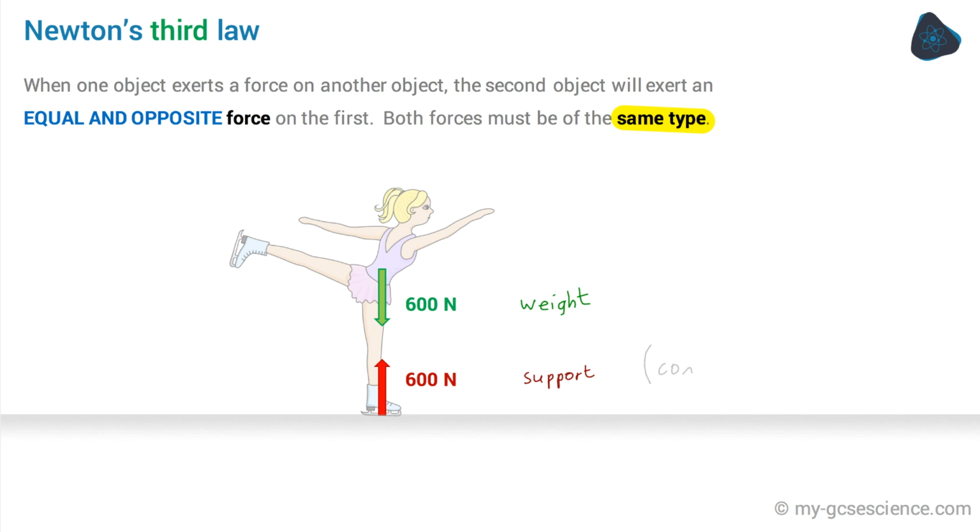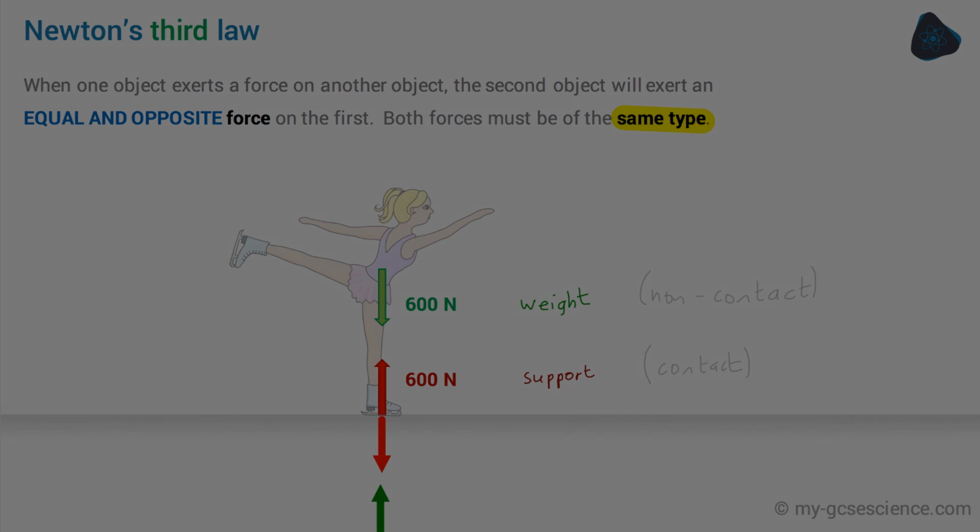The support force is a contact force, and her weight is a non-contact force, so they can't be paired in this way. Remember that what we call her weight is actually the gravitational force exerted on her by the Earth. Its reaction force will be the gravitational force which she exerts on the Earth in return. The support force acting on her is exerted by the ice, so its Newton's third law partner will be the equal and opposite force which she exerts on the ice.